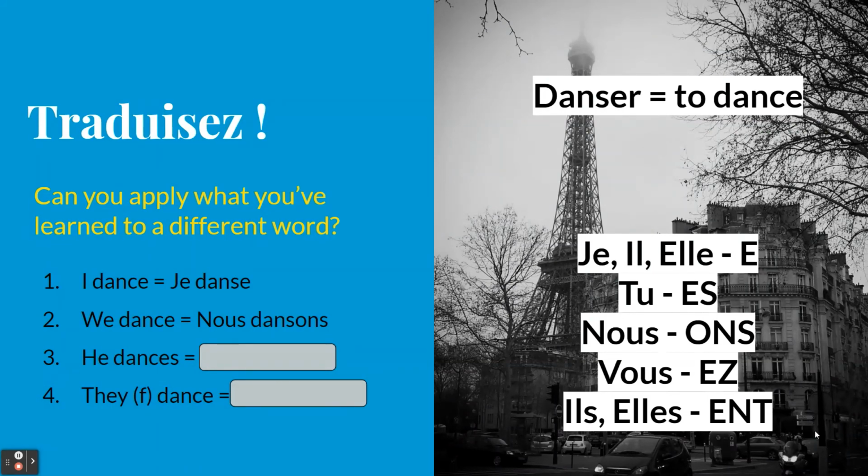Nous dansons. Number 3. How do you say he dances in French? It should be il danse. If you look over at my table on the right, il always takes the E ending. If you spell it any other way, it just looks wrong. And finally, number 4, how do you say they dance in French? The correct answer would be this, elle danse. Once you know who's doing the dancing, in this case, they, you can look over on the right to the table and see that the ENT ending is the correct one.